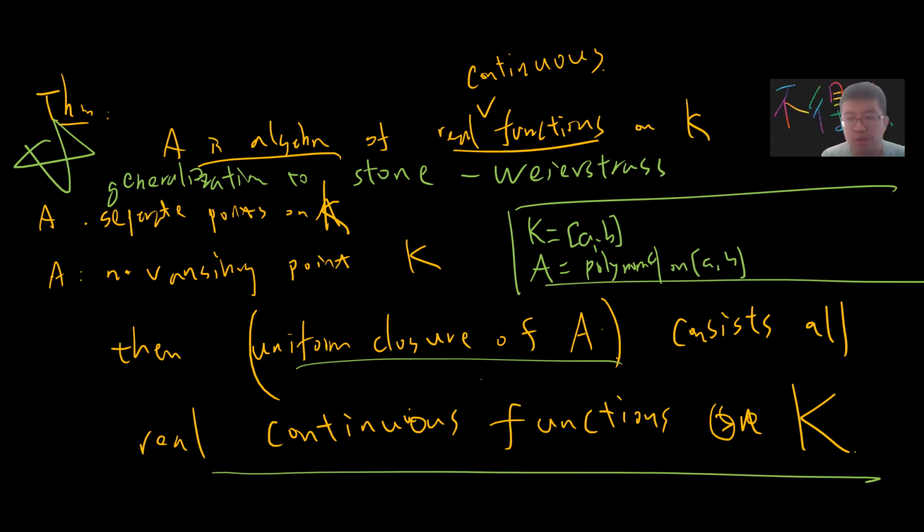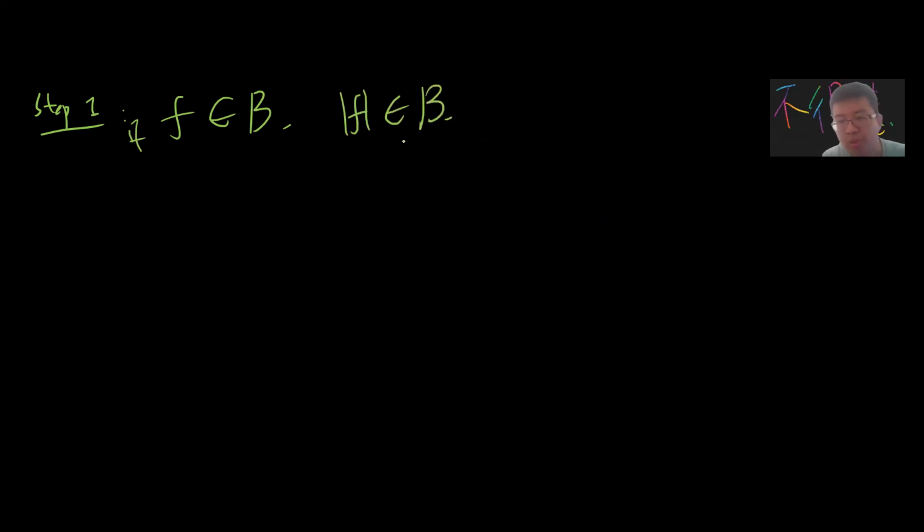The proof is a little bit long, but we can use our previous results. Step 1: if f belongs to B, then the absolute value of f belongs to B. This means that if f belongs to the uniform closure B of A, then the absolute value function also belongs to the uniform closure B of A. The proof is very simple.